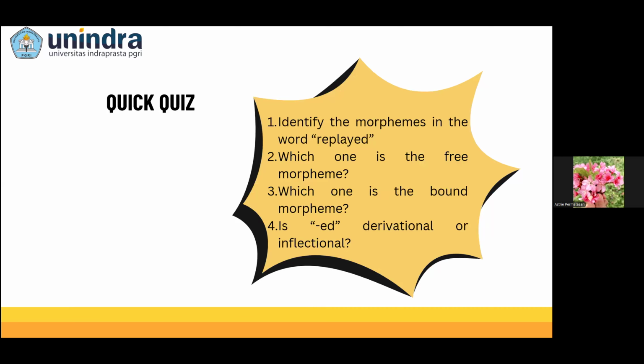The next, quick quiz. Number one, identify the morphemes in the word replayed. Number two, which one is the free morpheme? Number three, which one is the bound morpheme? Number four, is ed derivational or inflectional? Please, let's try to identify the morphemes in the word replayed. Which one is the free morpheme?